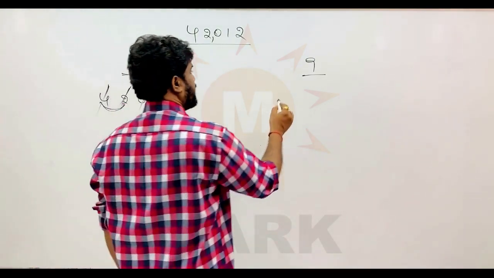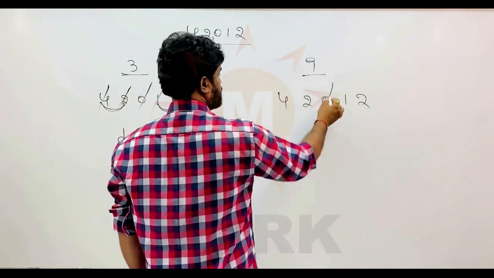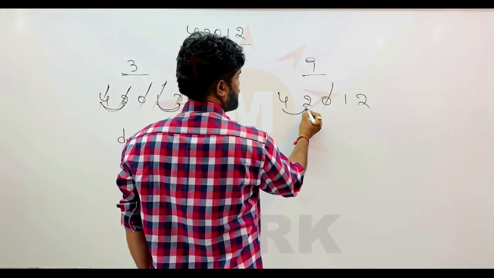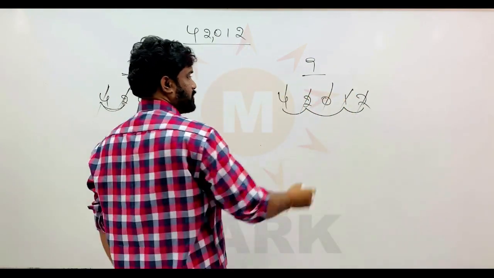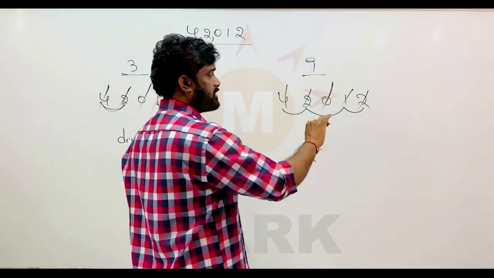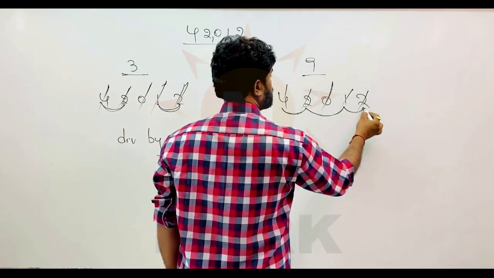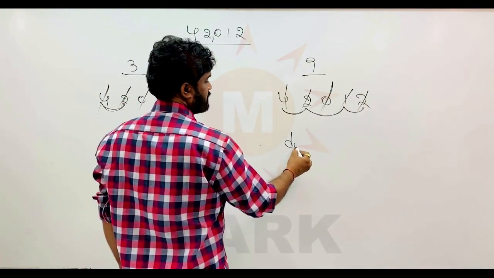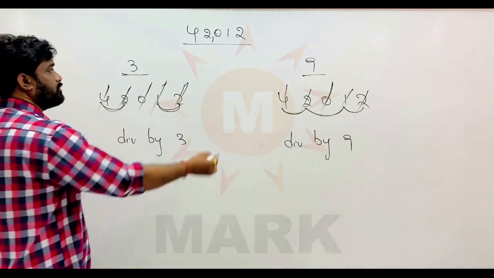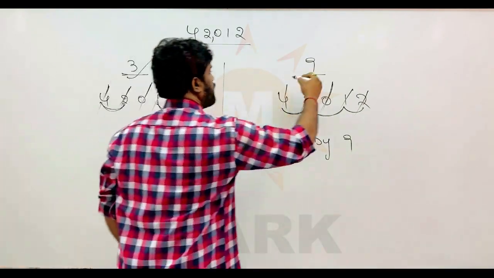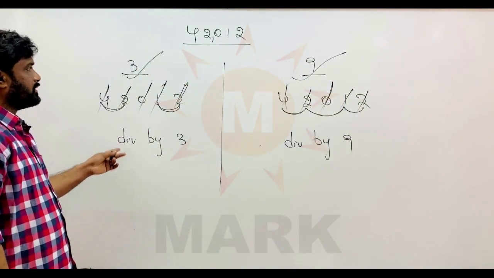Now coming to 9. 42012, strike off zeros. Clearly I can see 4 plus 2 is 6, 6 plus 1 is 7, 7 plus 2 is 9. So clearly their sum is 9. Zero struck off, then you have to strike off 9s, 9s are not there. Then I have taken the sum of 2 or more numbers whose sum is 9. 4 plus 2 plus 1 plus 2 is giving 9. So this number is divisible by 9. So 42012 is divisible by both 3 and also 9.